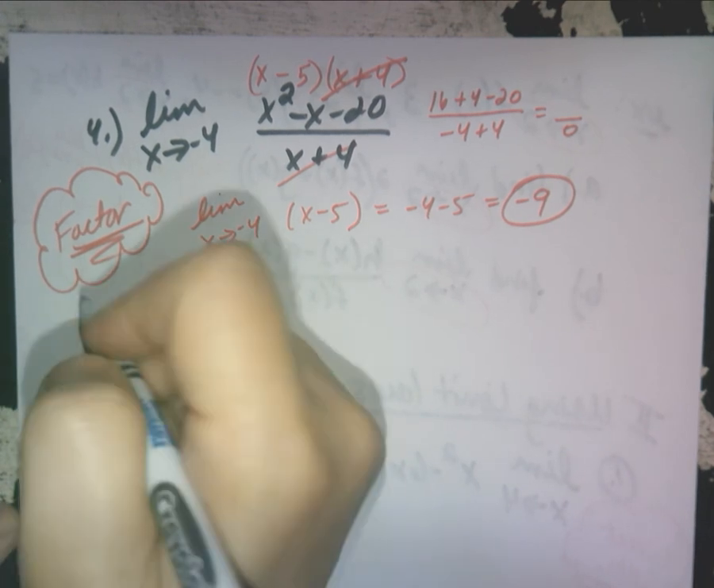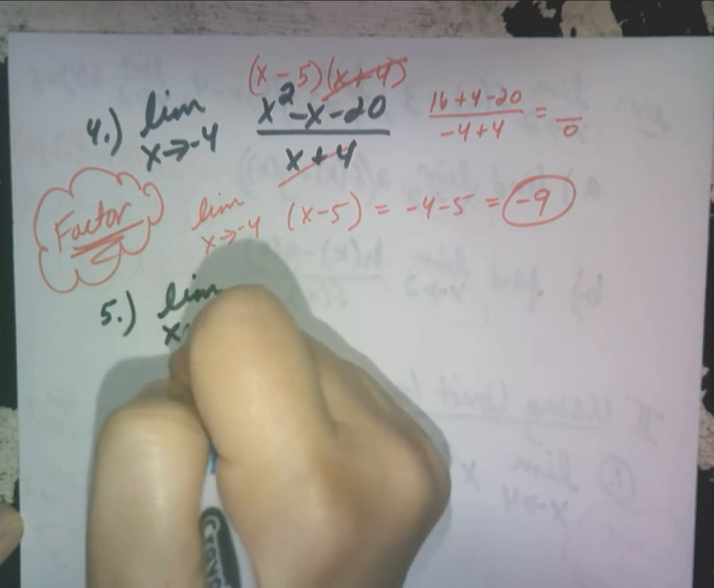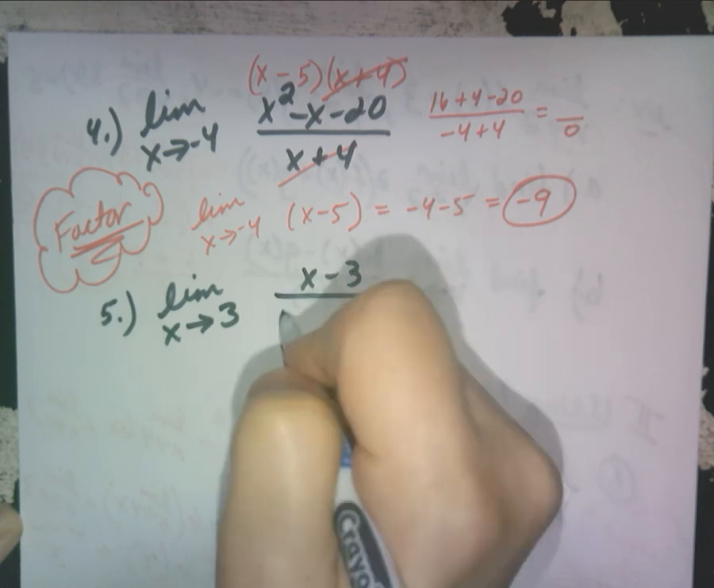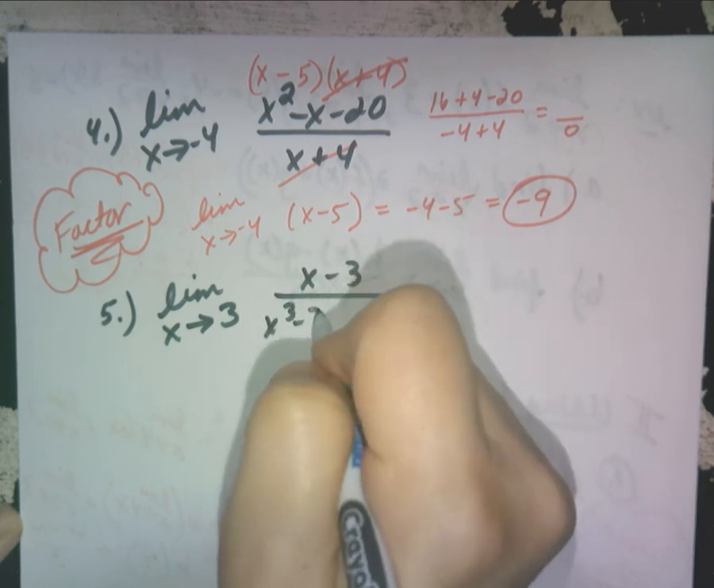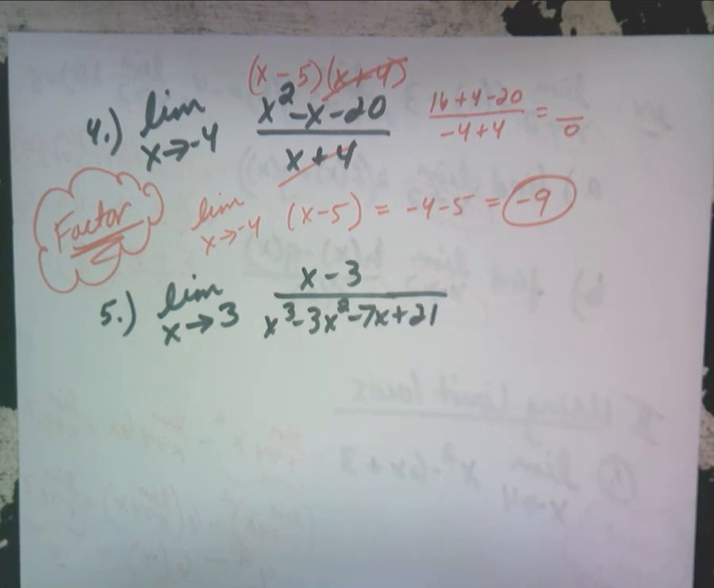Let me give you one more of those because I want to make sure you're all on the same page with that. The limit as x goes to 3 of x minus 3 over x cubed minus 3x squared minus 7x plus 21. I'm going to tell you right now, the bottom is going to go to 0, so you might as well factor the bottom right now.